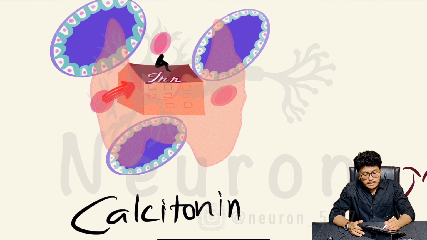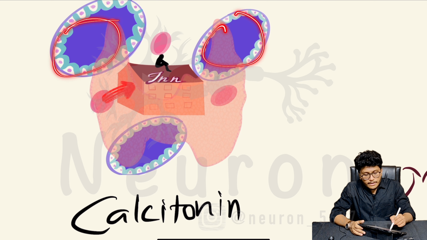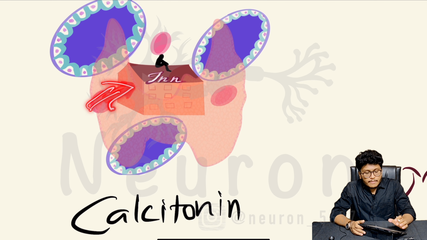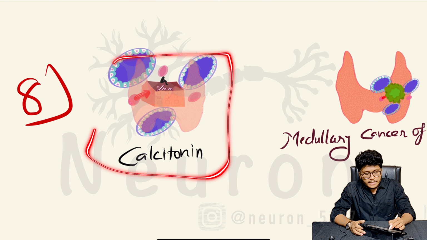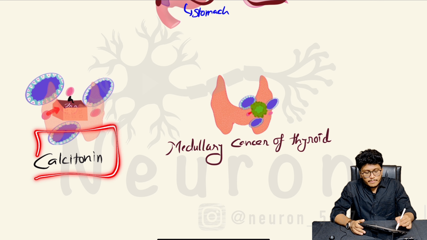So as you can see, this is a man named Cat who is sitting on the inn. Inn means hotel. The inn is situated in the thyroid gland between the follicular cells of the thyroid gland and the medulla, and secreted by the C cells or parafollicular cells. So this is a symbol of calcitonin. This is the medulla of the thyroid. This is follicular cells. This is parafollicular cells. So in medullary carcinoma of the thyroid, calcitonin will be the tumor marker.